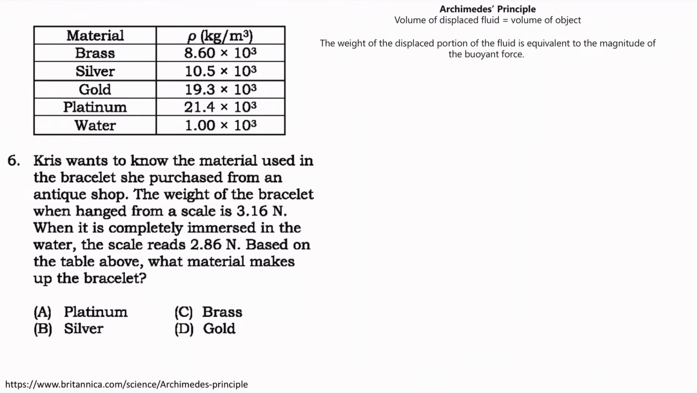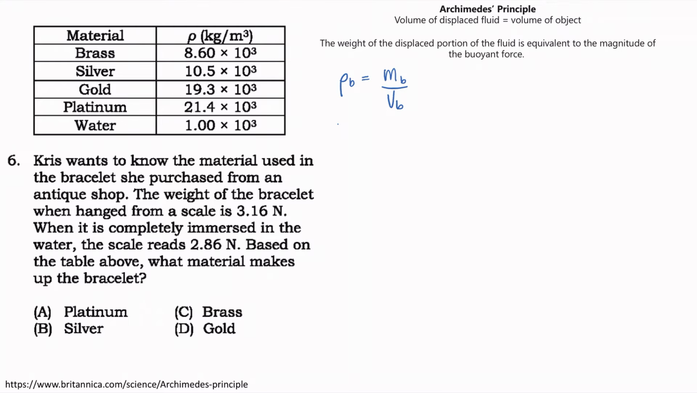Number 6, Chris wants to know the material used in the bracelet she purchased from an antique shop. The weight of the bracelet when hung from a scale is 3.16 newtons. When it is completely immersed in the water, the scale reads 2.86 newtons. Based on the table above, what material makes up the bracelet? So, hahanapin natin yung density ng material ng bracelet, which is equal to the mass of the bracelet over the volume of the bracelet.